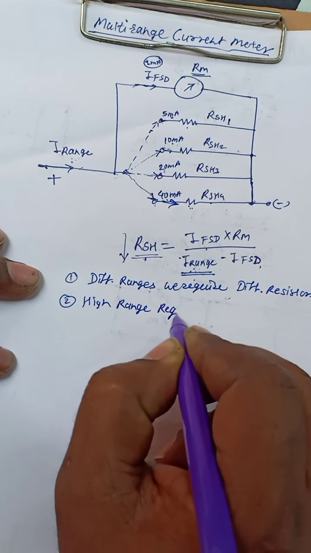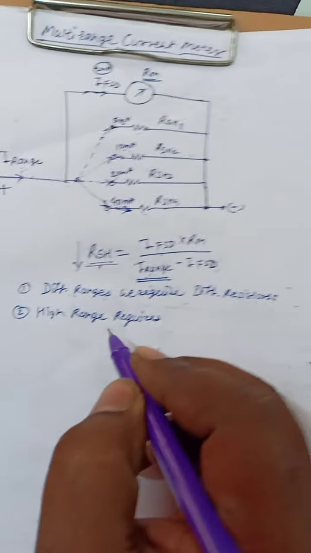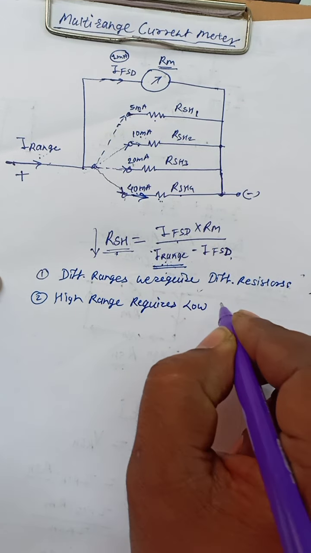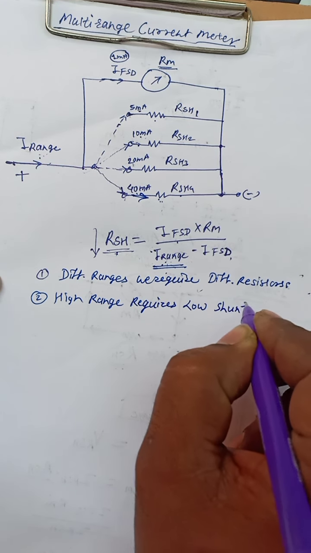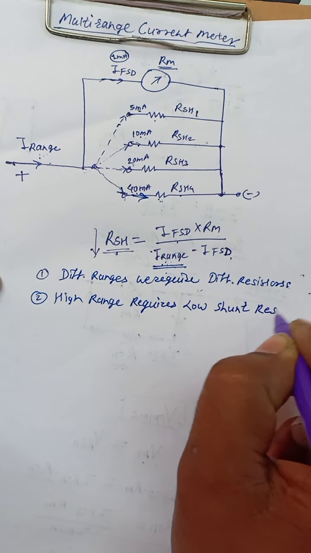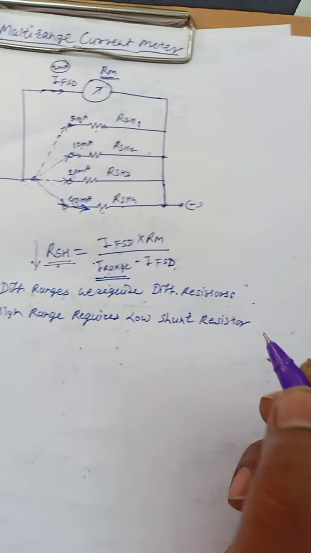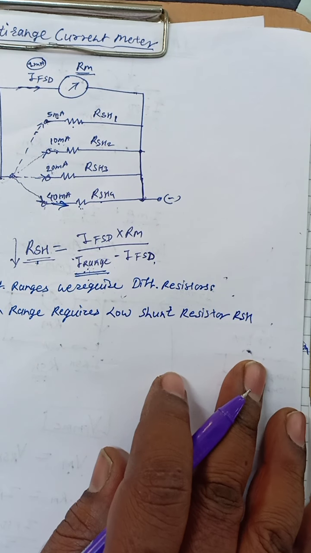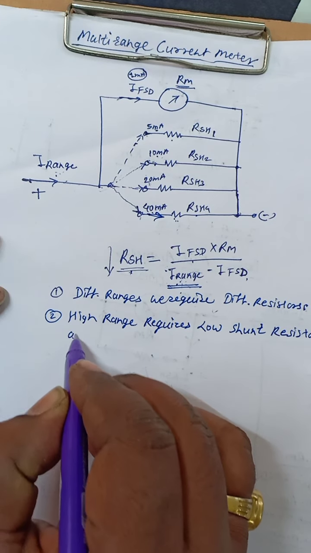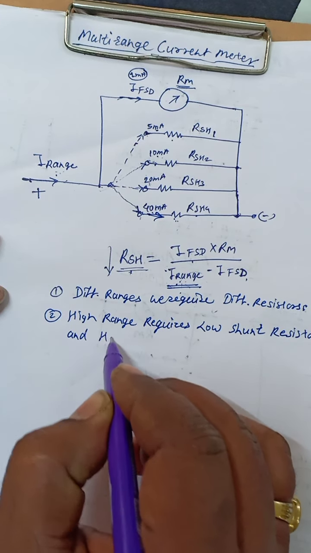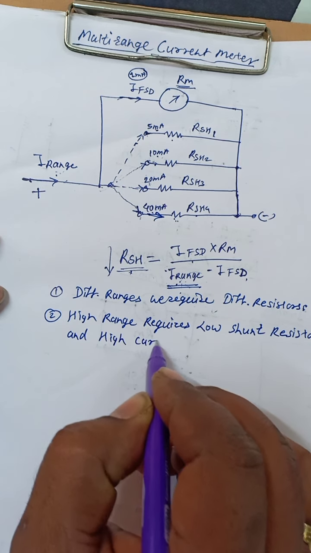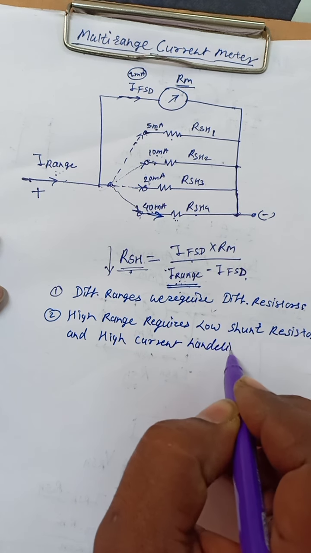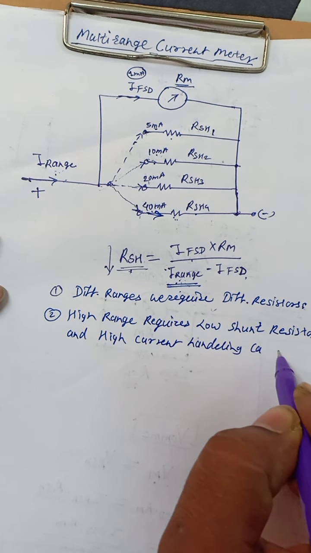So the second disadvantage is that a high range requires a low shunt resistor, that is RSH, and high current handling capacity.